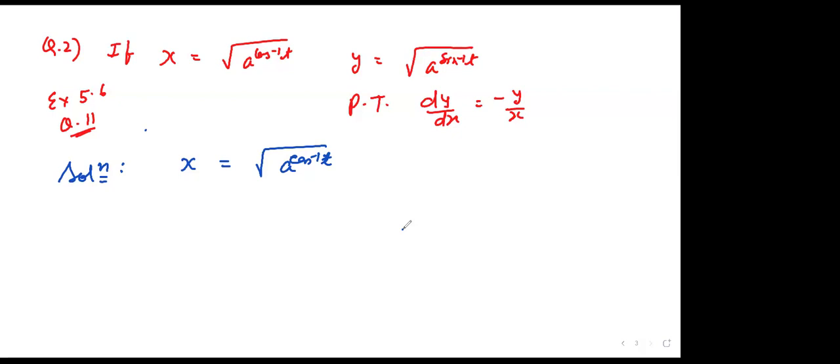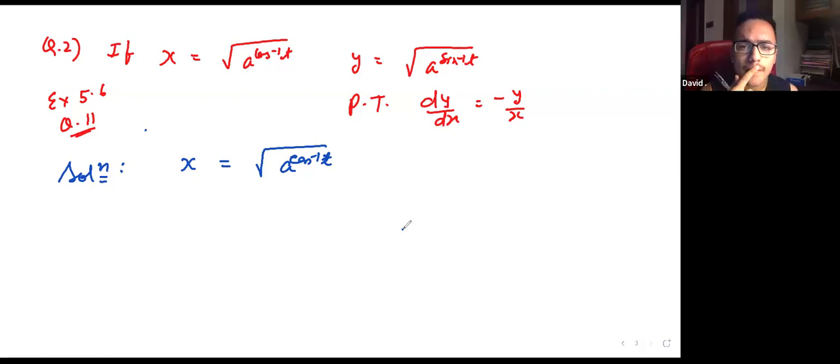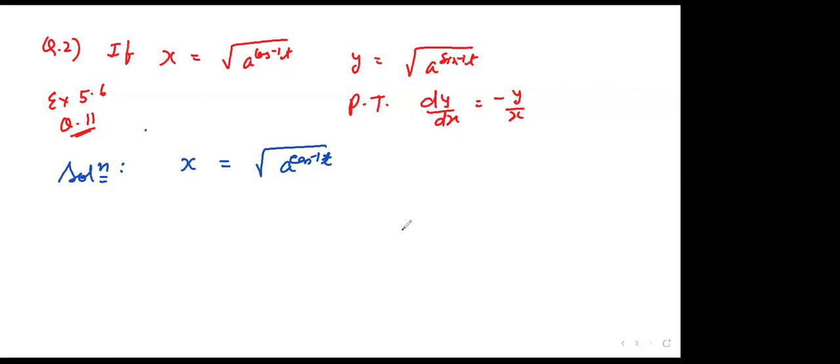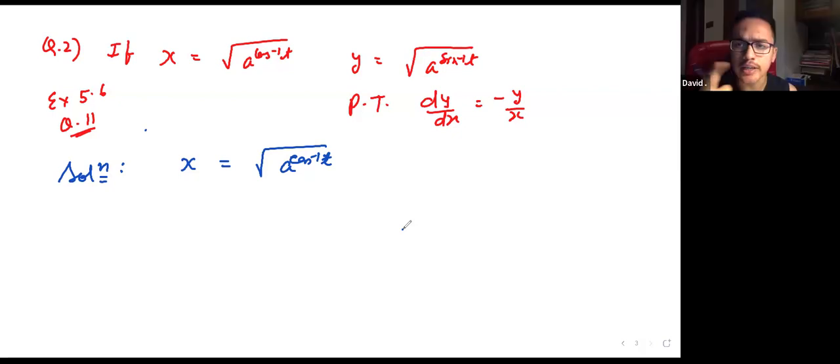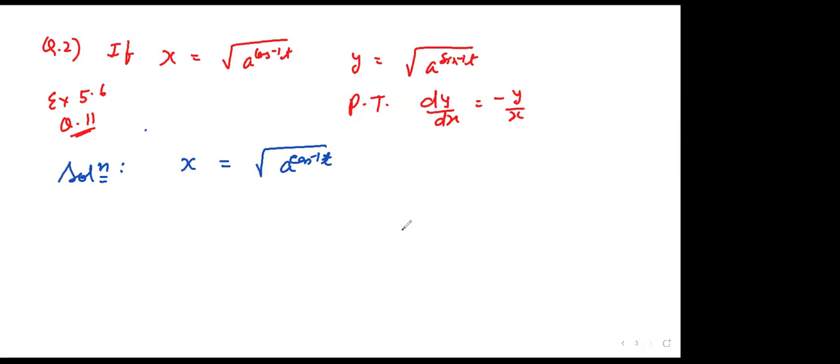Can we divide x and y directly? Multiplying x and y, wonderful. We can multiply x and y together, square root of a to the power cos inverse t times a to the power sine inverse t.